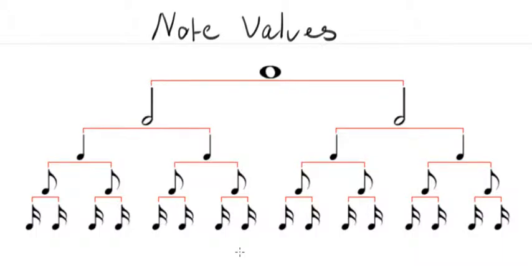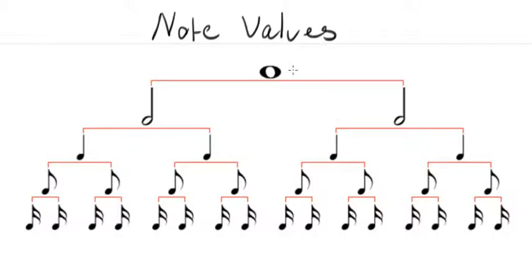Now we're going to look at note values. Note values are important because we have to understand how many beats each note is worth so that we can read rhythms. So far we've looked at reading notes on the stave in bass and treble clef, and now it's time to consider rhythm in music.